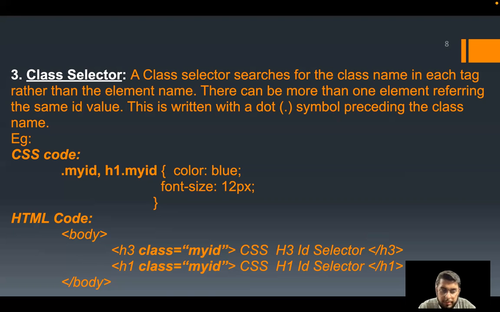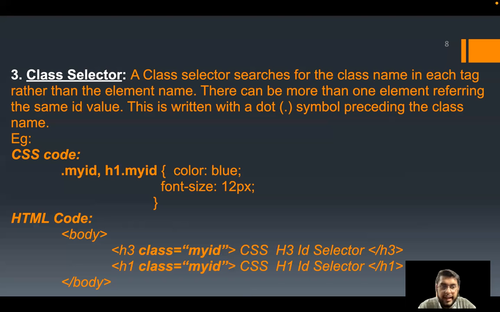If you go to the HTML part, in the body tag, we have h3 class equals my ID. But in the previous one, it was ID equals. So I hope you got the difference between ID and class. We are mapping it with the class name. You can see in the CSS code, dot my ID. There you used hashtag. If you are using hashtag, we are referring to ID, and if you are using the dot symbol, we are referring to the class name.